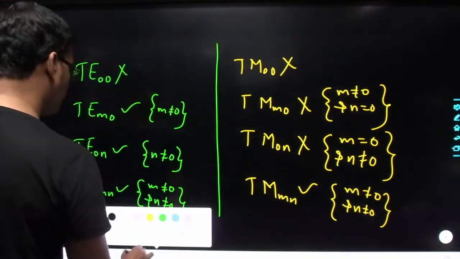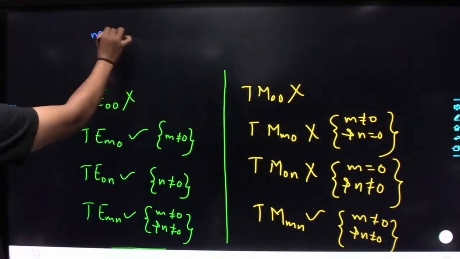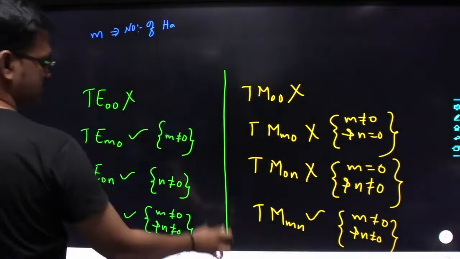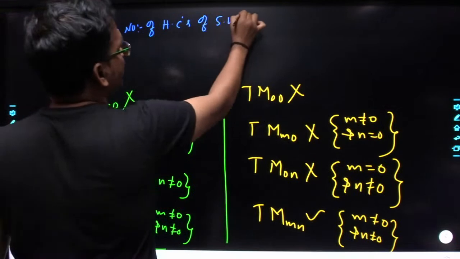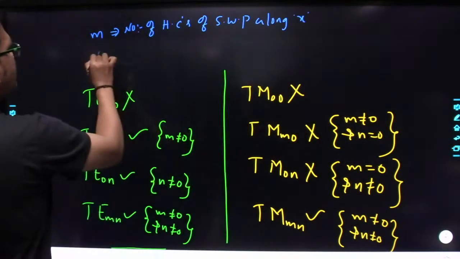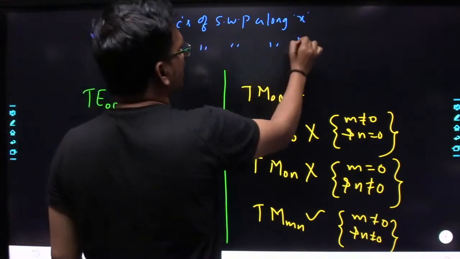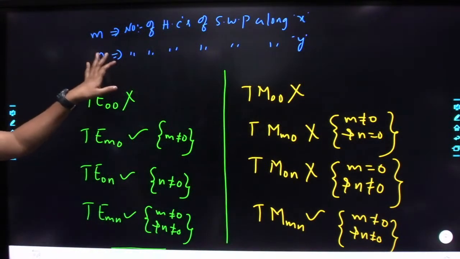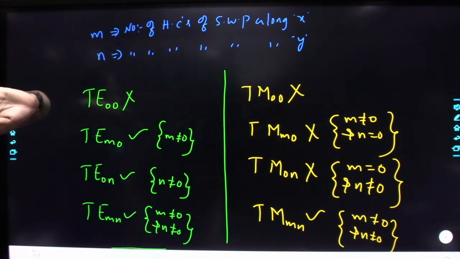Okay, so I have already told that this m and n represent what here? M represents the number of half cycles of standing wave pattern along x, right? And n represents the number of half cycles of standing wave pattern along y, right? Okay, so if m not equal to 0 and n not equal to 0 means you are going to have both the standing wave patterns along x and y, right?